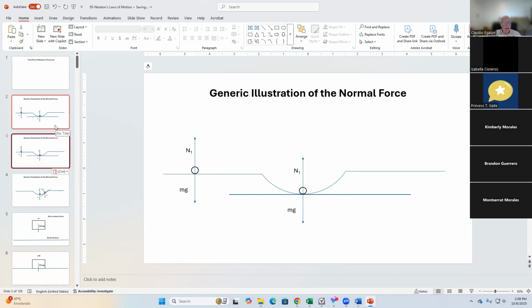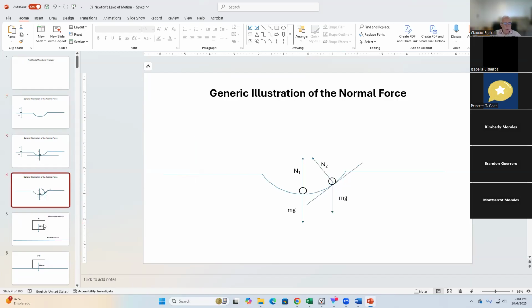Okay, let me simplify this drawing. That's the first one I should know. That should show you normal force here, and then there is another normal force here at the bottom of this depression. And then there is another normal force here.